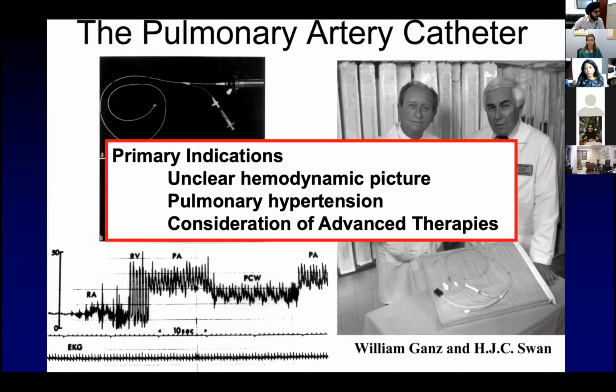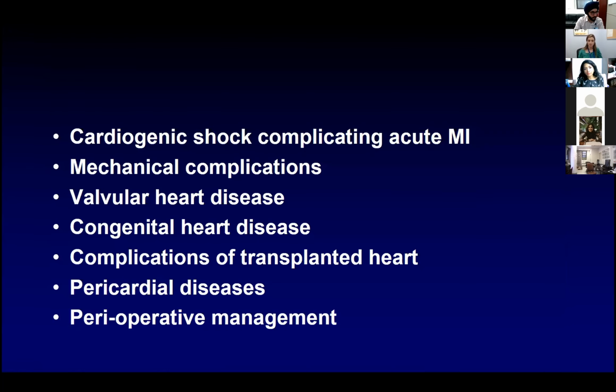The primary indications really are any unclear hemodynamic picture where you're unsure of the volume status, unsure of the cardiac output, pulmonary arterial hypertension, as well as consideration for advanced therapies for heart failure. And then certain other conditions where right heart catheterization may be helpful as well, cardiogenic shock, especially complicating acute MI. You want to have accurate hemodynamics to help with measurements.